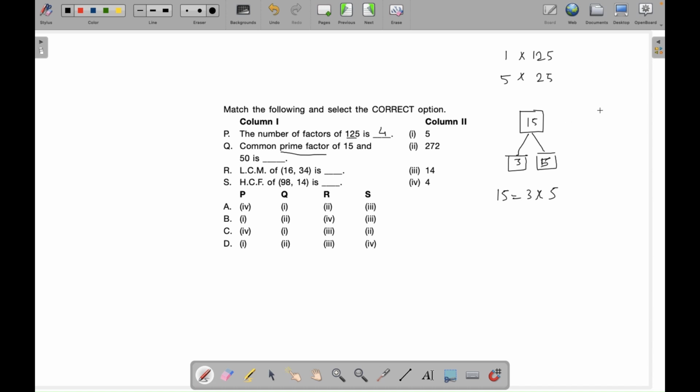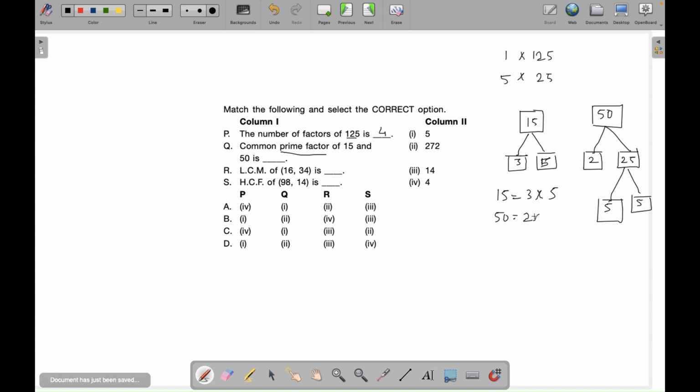Okay, then we have 50. So we'll do 2 times 25, and then 25 is not prime, so we'll build the tree further, and this will give us 5 times 5. Right, so 50 will be 2 times 5 times 5. If you look at the prime factor that is common among both of these numbers, it will be 5.